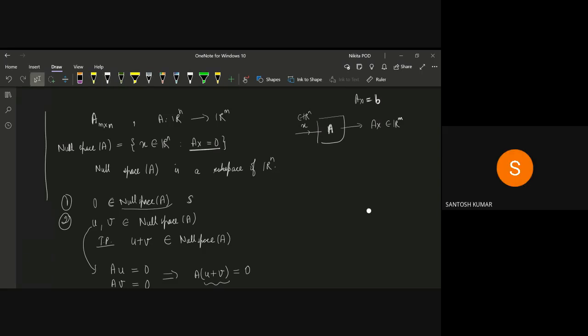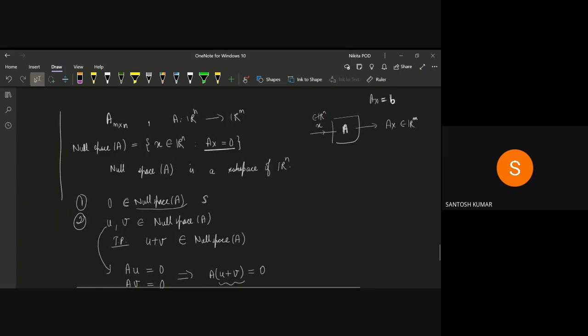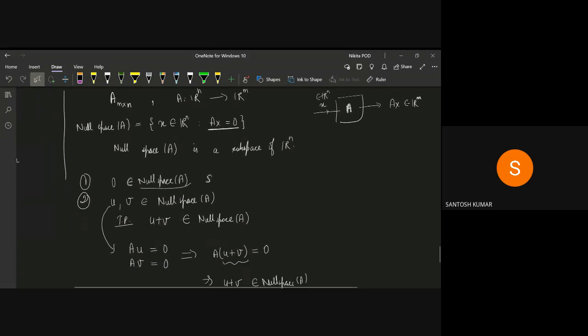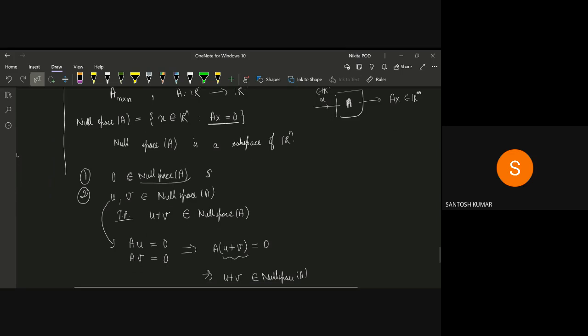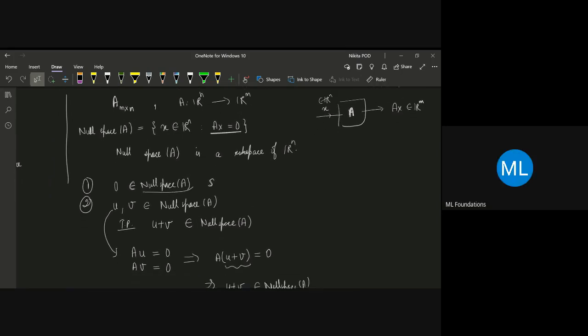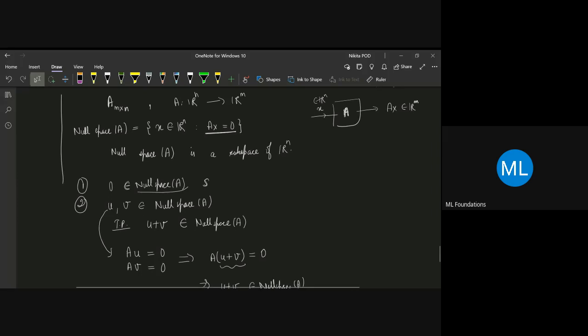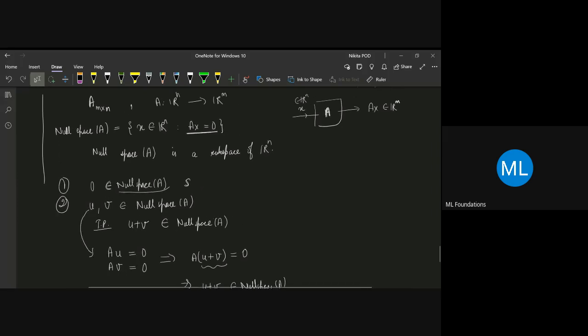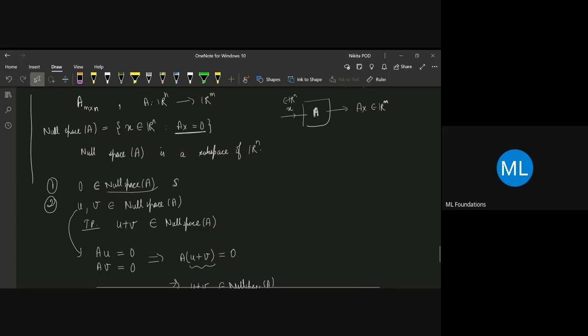But ma'am, what is the relation here, row and column, for this function? The matrix we have taken is M cross N. So why are we taking Rn to Rm? Why are we not taking Rm to Rn here in the function? Okay, let's see an example.